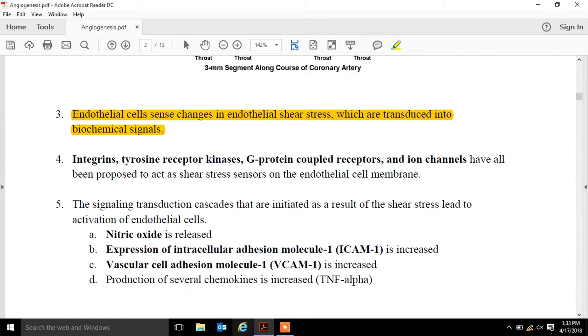So what's sensing these changes? We've got a lot of theories, but not a lot of hard evidence. Integrins, tyrosine receptor kinases, G protein coupled receptors, ion channels, they've all been proposed. They've all got some evidence for and against them. They're kind of the top candidates, but we can't narrow down what's really sensing at the edge of that endothelial cell and giving us our signal.